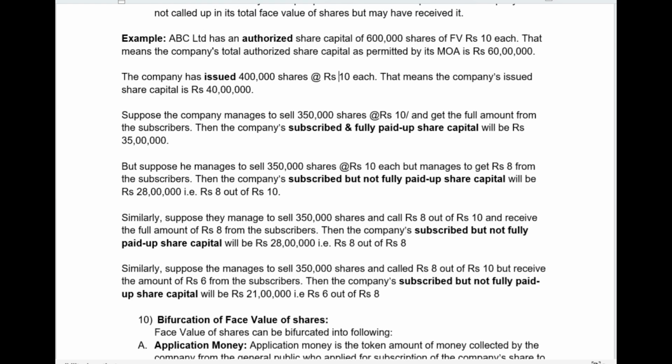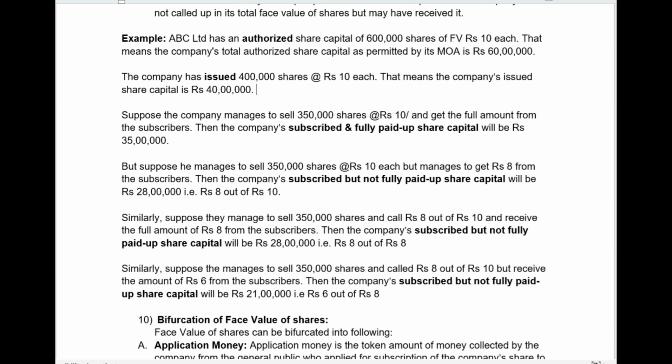The company has issued 4 lakh shares at the rate of rupees 10 each. That means ABC Limited has actually issued 4 lakh shares out of 6 lakh authorized shares at the rate of rupees 10 each in the market, and it is the issued share capital.